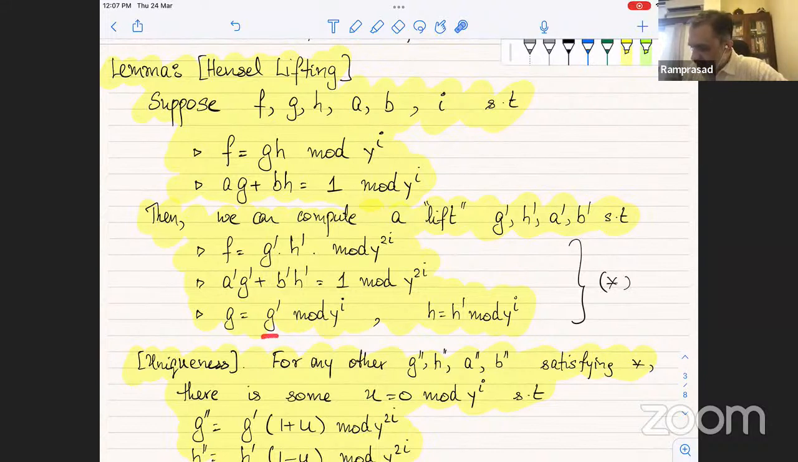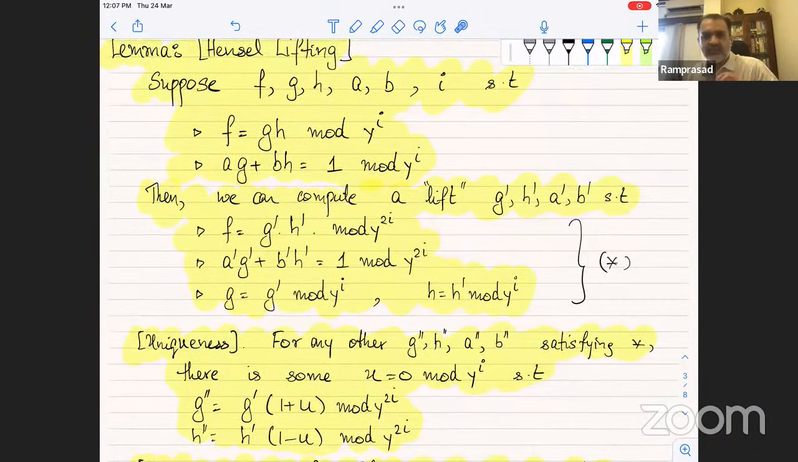Furthermore, this g prime is really a refinement of g, and h prime is a refinement of h. That is, if you look at them mod y power i, they look the same. So basically, g prime and h prime were constructed by only adding terms that were divisible by y power i. The first part of Hensel lifting is just existence, and not just existence, it's existence in an effective way, in the sense that we'll exactly tell you what these g prime, h prime, a prime, and b prime are. Given this data, there is an algorithm to compute them. That's part 1. The second part is that this lift is actually unique in some sense.